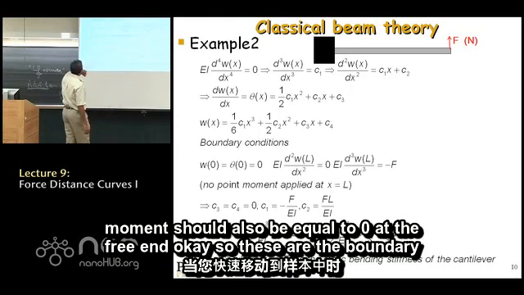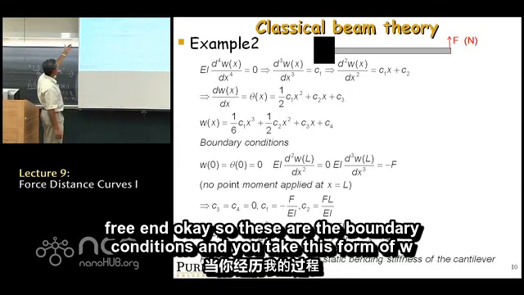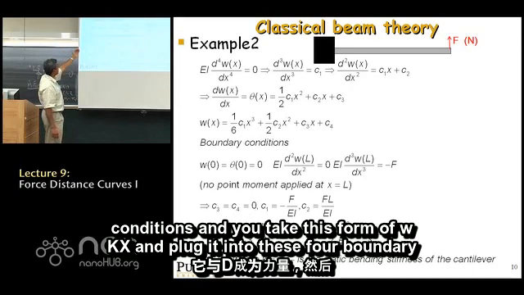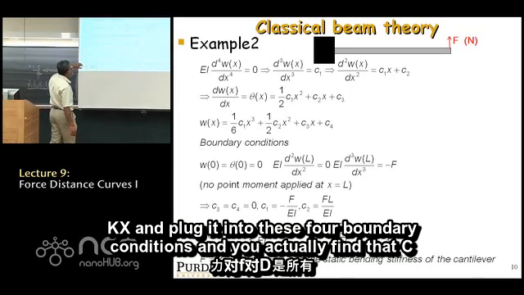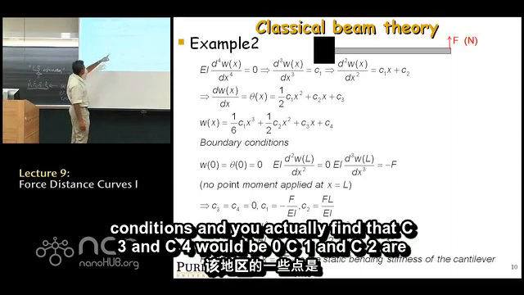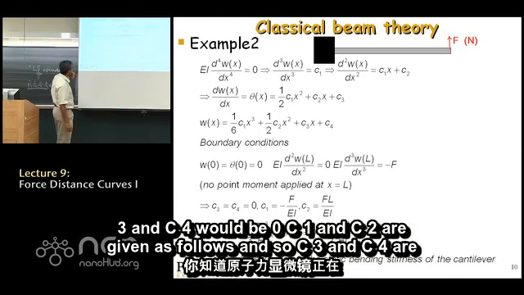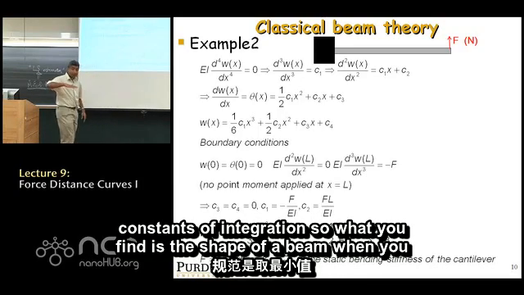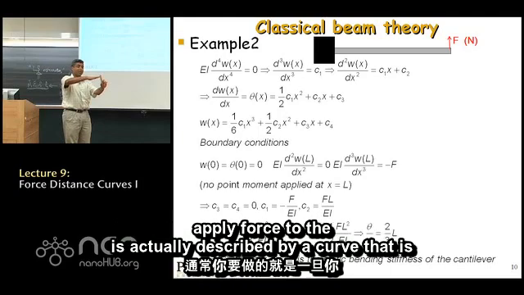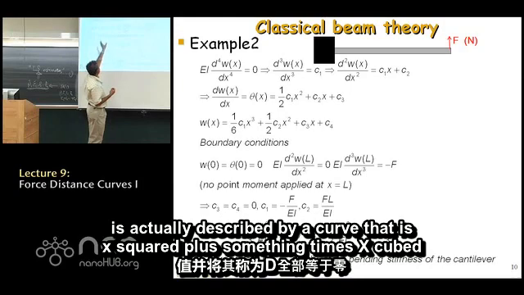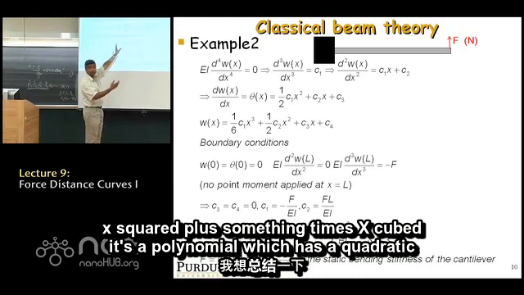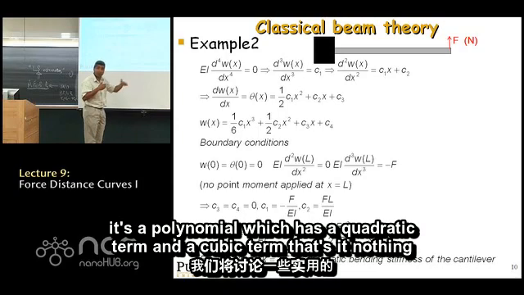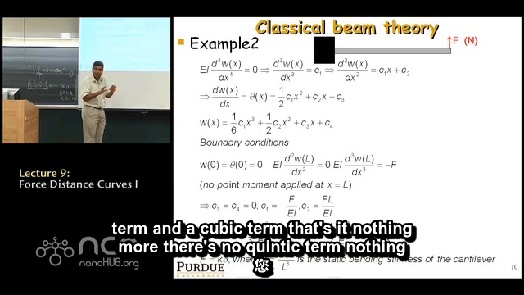Okay? So these are the boundary conditions, and you take this form of W of x and plug it into these 4 boundary conditions, and you actually find that C3 and C4 would be 0, C1 and C2 are given as follows. And so C3 and C4 are actually 0, and so these are the constants of integration. So what you find is the shape of a beam when you apply a force at the end is actually described by a curve that is x squared plus something times x cubed. It's a polynomial which has a quadratic term and a cubic term. That's it, nothing more. There's no quintic term, nothing. It's just quadratic and cubic terms.